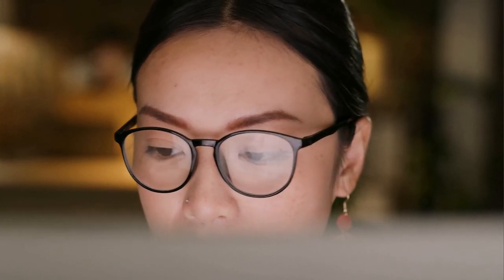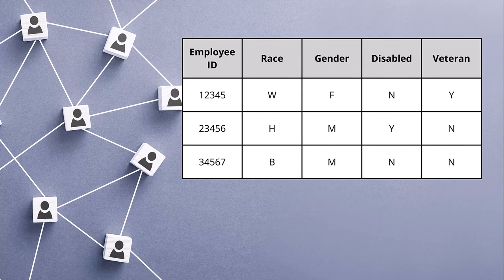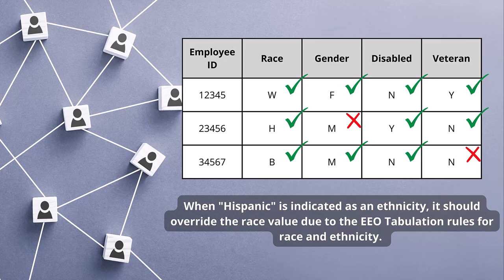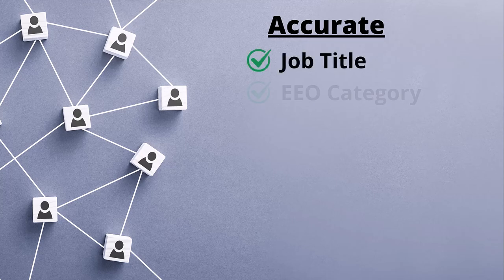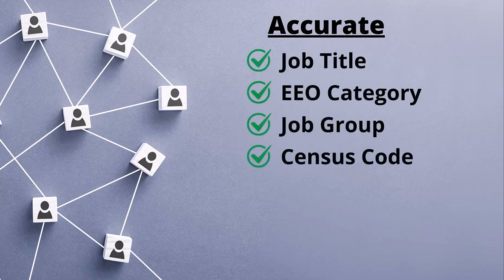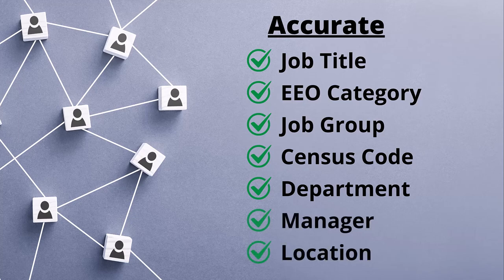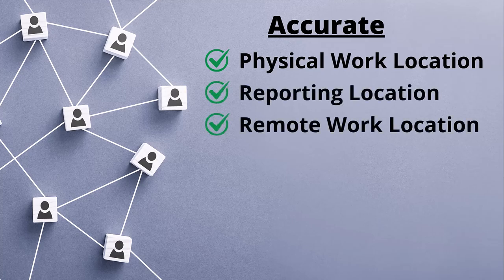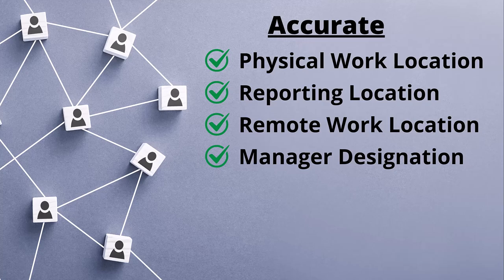Once you have verified the totality of your data, it's vital to ensure that the populated fields are also accurate. Verify that employee demographics, including ethnicity and race data, are correctly recorded, especially if ethnicity data is tracked separately. Keep in mind that when Hispanic is indicated as an ethnicity, it should override the race value due to the EEO tabulation rules for race and ethnicity. It is also essential to periodically review the accuracy of each job title, EEO category, job group, census code, department, manager, and location assignments. Additionally, ensure that key data fields such as physical work location, reporting location, remote work location, and manager designation are accurate and current.